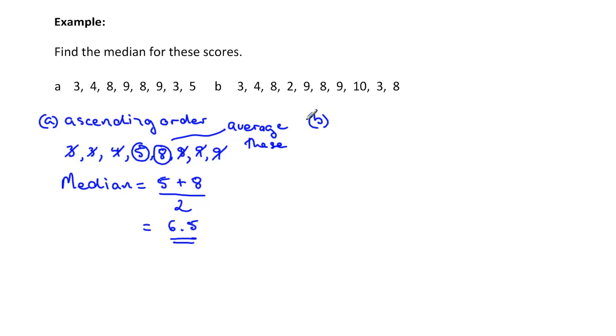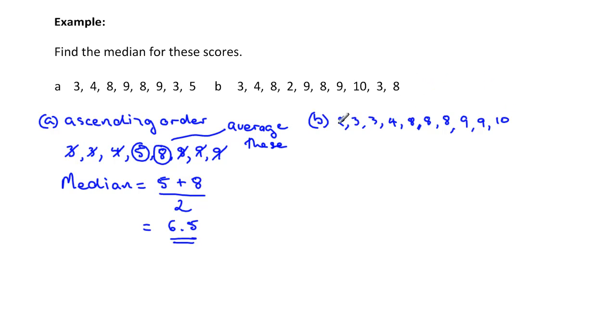What about this one? B. They're not in order. Let's quickly order them. 2, 3, 3 again, 4, and there are 3 8s, so it's 8, 8, 8, and then 9 and 9, and followed by 10.